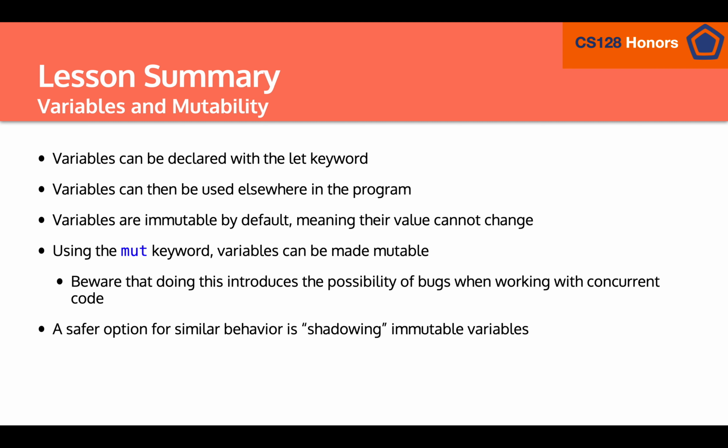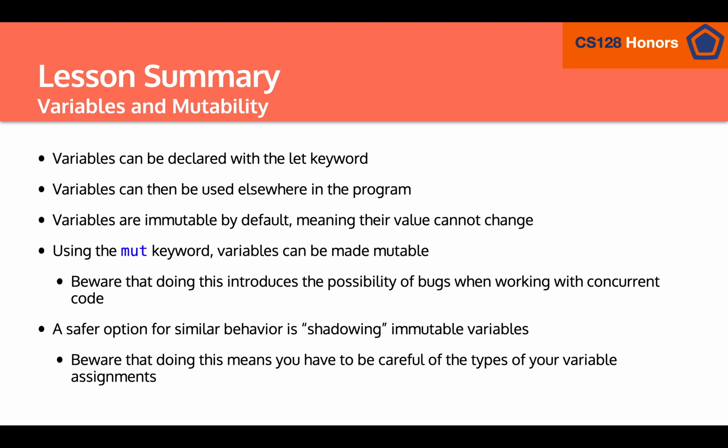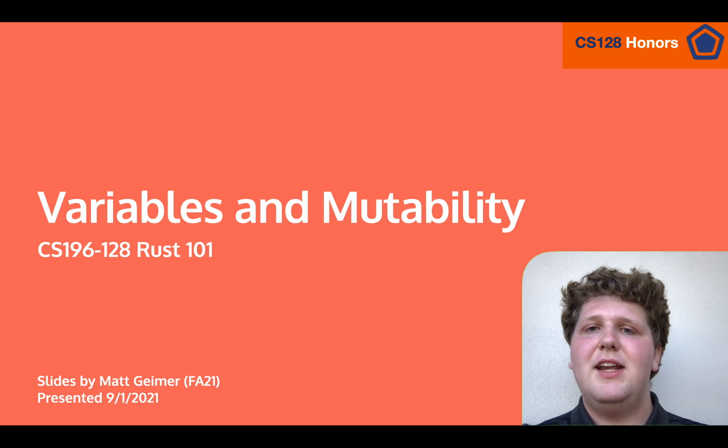Another option is to use shadowing of immutable variables to achieve a similar effect to the mut keyword without some of the dangerous behavior that can happen with concurrent code. Be aware that doing so means that you have to be very careful about the types of your variable assignments and that you're actually setting them to be what you want. So yeah, that was variables and mutability in Rust.